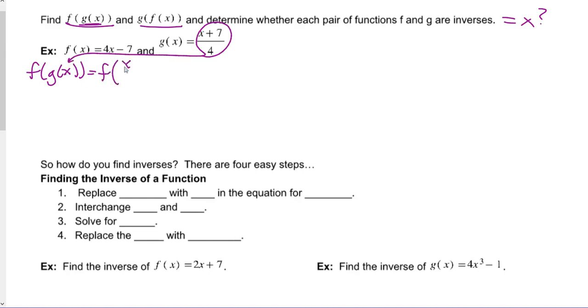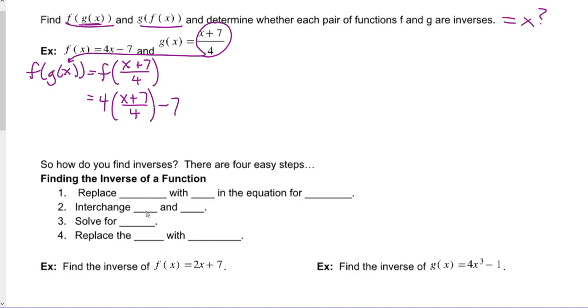So I need to find f of (x plus 7) all over 4. All I'm doing is just replacing what g is equal to. And now this f of (x plus 7) over 4 means that I need to go to my f function and do the rule. It says to take 4 times what's inside here and then subtract 7. So that means I need to take 4 times that (x plus 7) all over 4 and then subtract 7. And then I need to simplify.